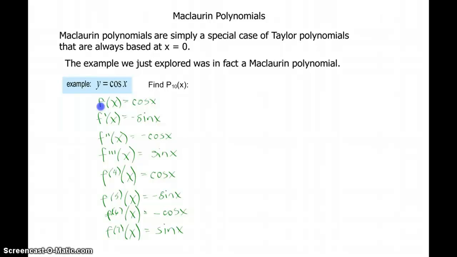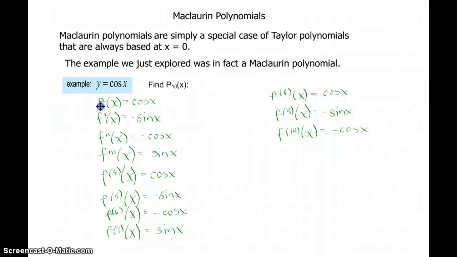There's the first 7. I'm going to jump over here and leave some space, and I'm doing that on purpose because this is how the work should actually look. All right, so let's see. We should go cosine, negative sine, negative cosine, sine, cosine, negative sine, negative cosine. OK, so all those are right.